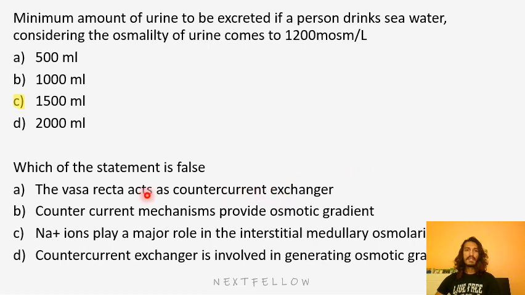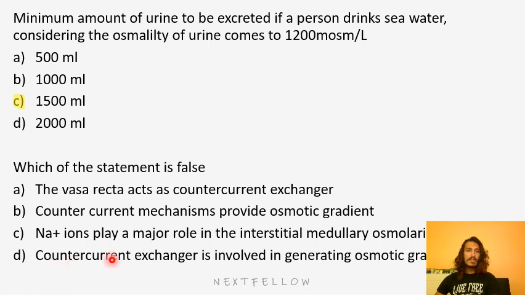Which of the following statements is false? Vasa recta acts as a countercurrent exchanger. Yes, true. Countercurrent mechanism provides the osmotic gradient. So the whole purpose of the countercurrent mechanism is to provide the osmotic gradient. Sodium ions play a major role in interstitial medullary osmolarity. Yes. So that is another thing I've seen in many questions. Your sodium, potassium, chloride. The most important one is your sodium ion. There are other sodium chloride exchanges in the distal segment also.